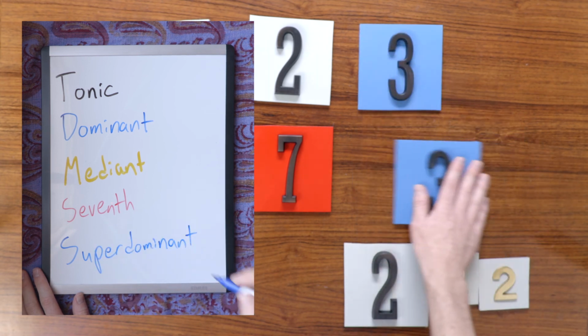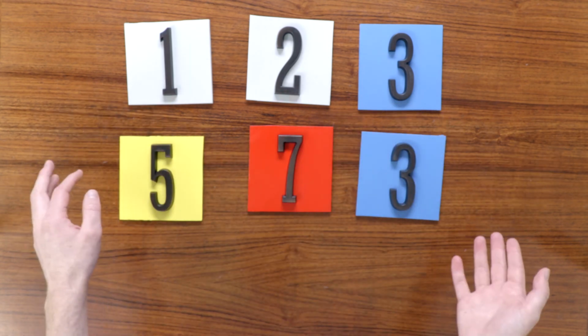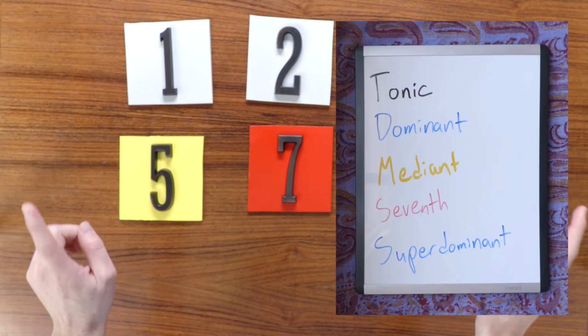So there you have it, folks. Imagine that there's 2 3s here. This is a bunch of consonances named in order of how consonant they are.